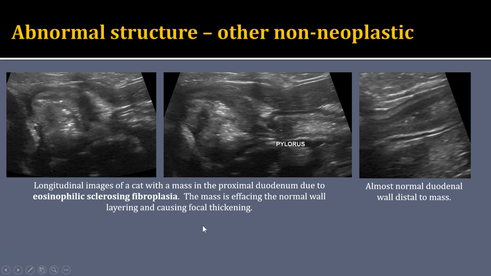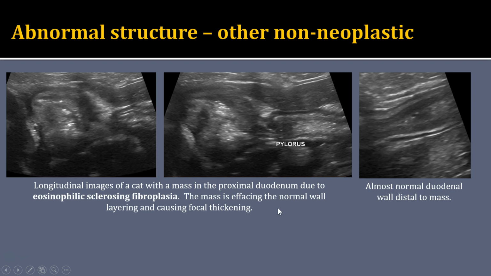Here's a patient with another non-neoplastic disorder. This is a cat. This is a longitudinal image of the stomach and the pylorus. And if we look at this proximal duodenum here, we can see this focal thickening where we are altering and losing or effacing the wall layers. Here's another portion of that duodenum where again this wall is not normal. It has kind of mixed echogenicity and loss of layering.